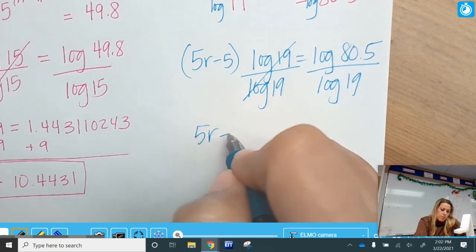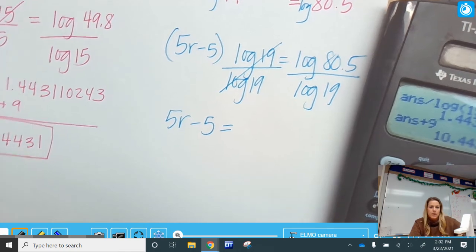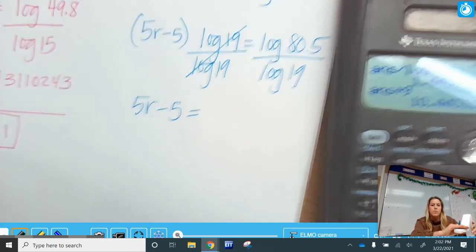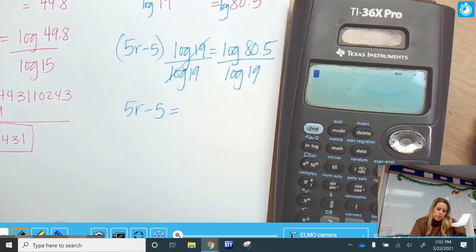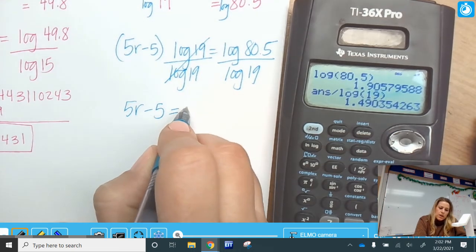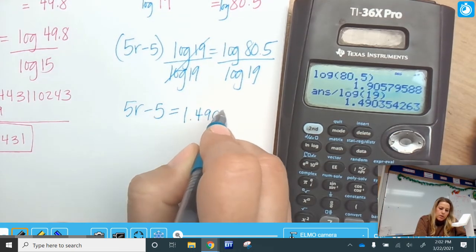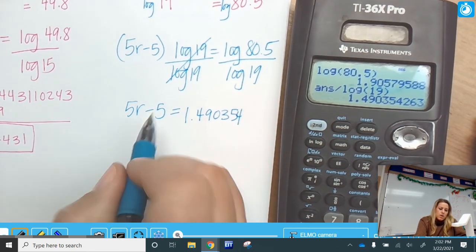We get 5r minus 5 equals, okay, so now we're going to start using the calculator. So let me see if I can get this to have both of them on there. There we go. Okay, so we're going to do log of 80.5 divided by, I'll do equals, and then divided by log 19 equals. Okay, so you can write this down here now. I could write this down here, but again, I'm going to put everything in the calculator as much as possible.